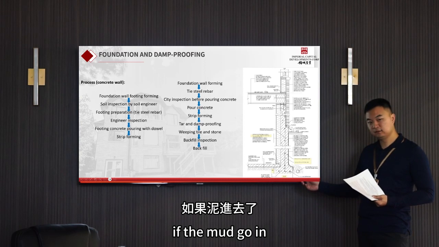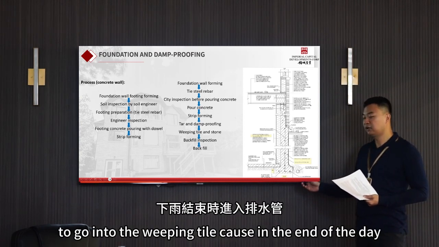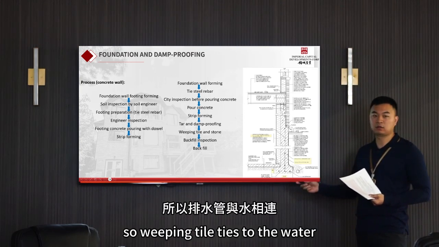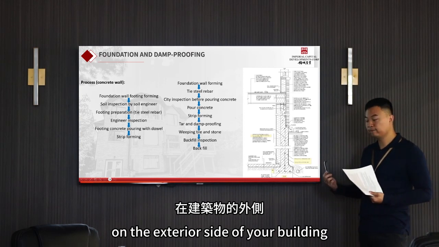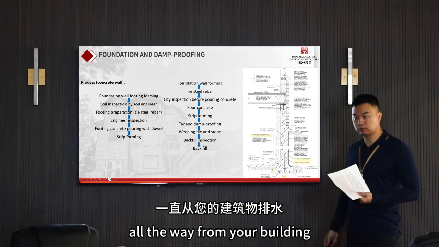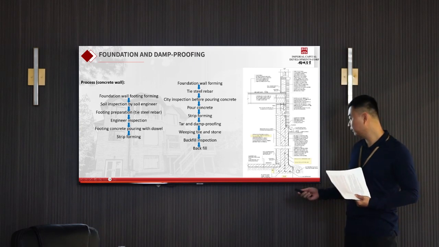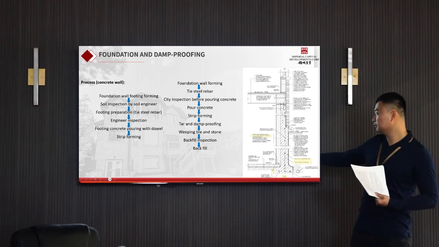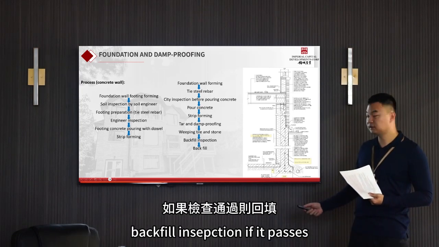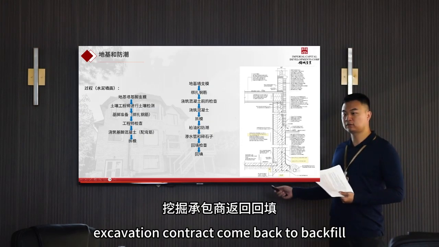If the mud goes in, it blocks the water from going into the weeping tile, because at the end of the day, your weeping tile ties into your sump pump. So the weeping tile collects the water on the exterior side of your building, and then it goes to your sump pump. Your sump pump pumps the water away from your building to prevent your foundation from having any water leaks. And then you have to call another mandatory city inspection, a factory inspection. If it passes, then you are allowed to call your excavation contractor to come back to backfill.